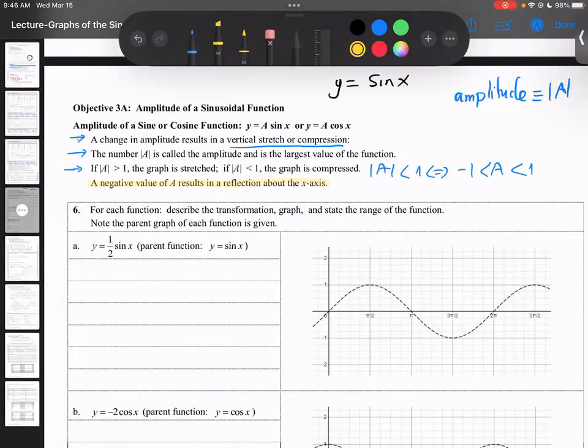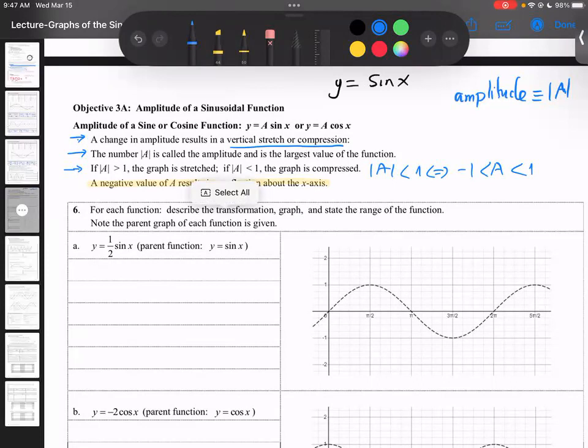Students have trouble distinguishing whether they have a positive A or a negative A. They have no trouble defining the amplitude though. That's easy, it's always positive. But to know if A is positive or negative, that could be a challenge.